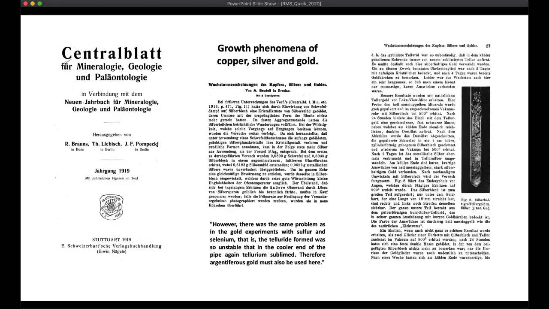In 1919, Butel published a paper called "Growth Phenomena of Copper, Silver, and Gold," in which he attempted to grow wires from silver, copper, and gold sulfides, selenides, and tellurides. They found that gold chalcogenide compounds were too unstable at high temperatures to grow wires, and heating them only resulted in subliming the chalcogens. However, they noted that if a gold-silver alloy was used, they could grow wire gold in the same way as wire silver.